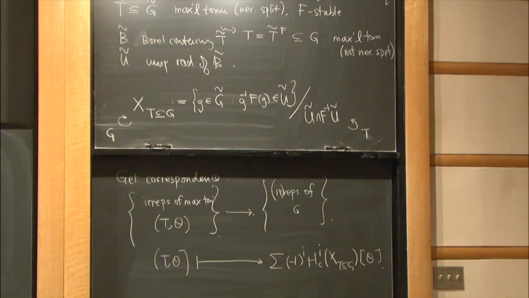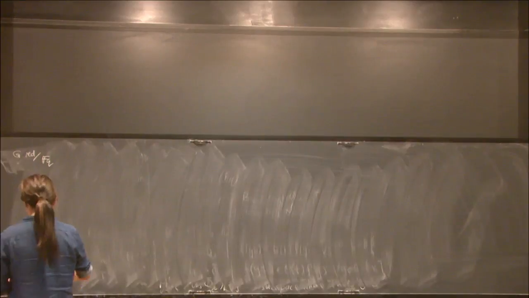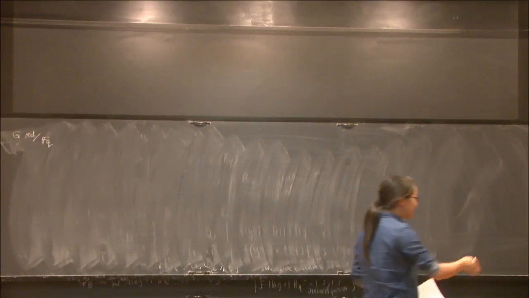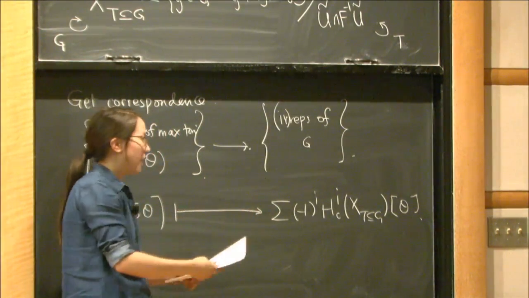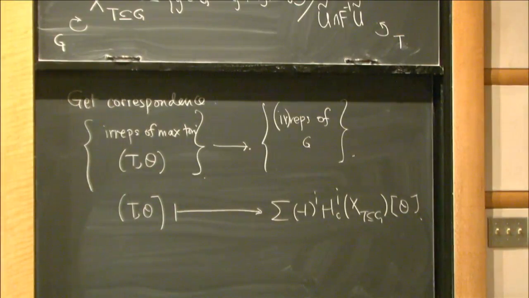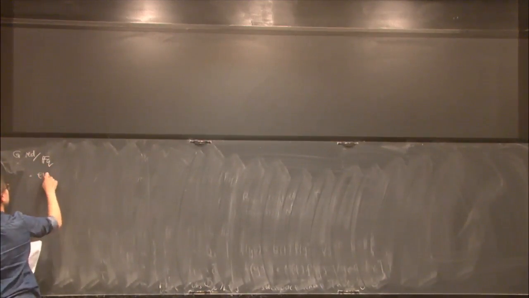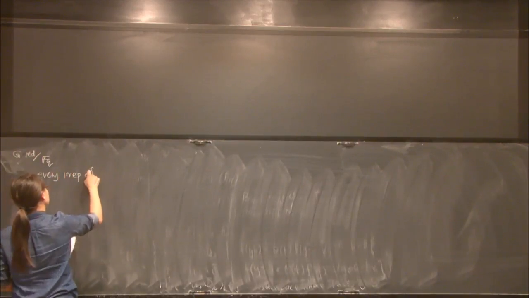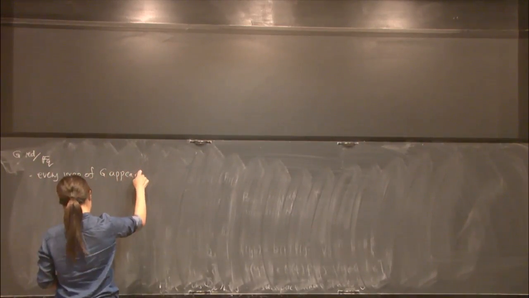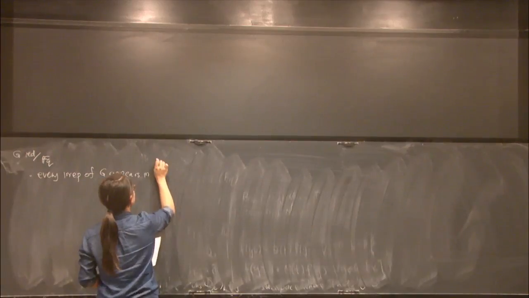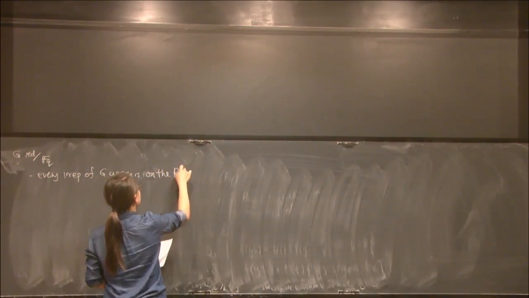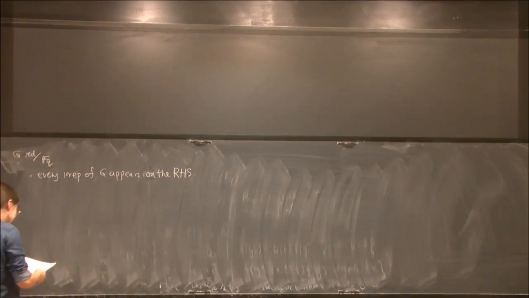Okay, so this is the situation where G is a reductive group over F_q. And let me say some things about it. So I told you that these objects aren't always irreducible, but it is true that every irreducible of G appears in these objects, as a summand is what I mean.